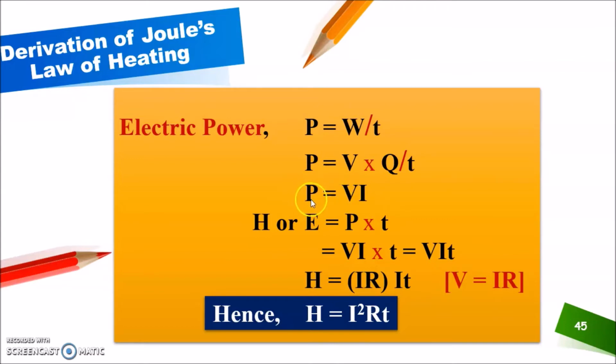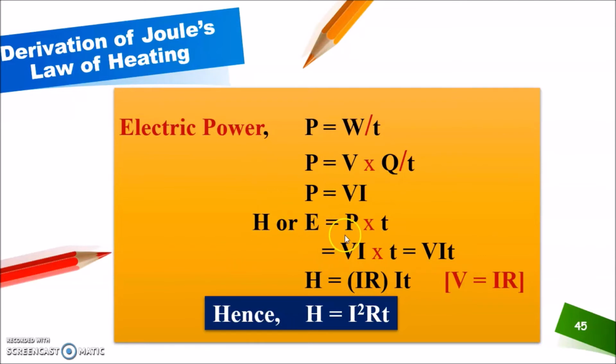Now from the power formula, work equal to P into T. If this T goes to the other side, it will be multiplied with power. So W equal to P into T. This is the formula we are using here also: E equal to P into T. E is energy, and W is also a kind of energy. Since we are talking about heat energy, we can use H instead of E also. E stands for energy and H stands for heat energy.